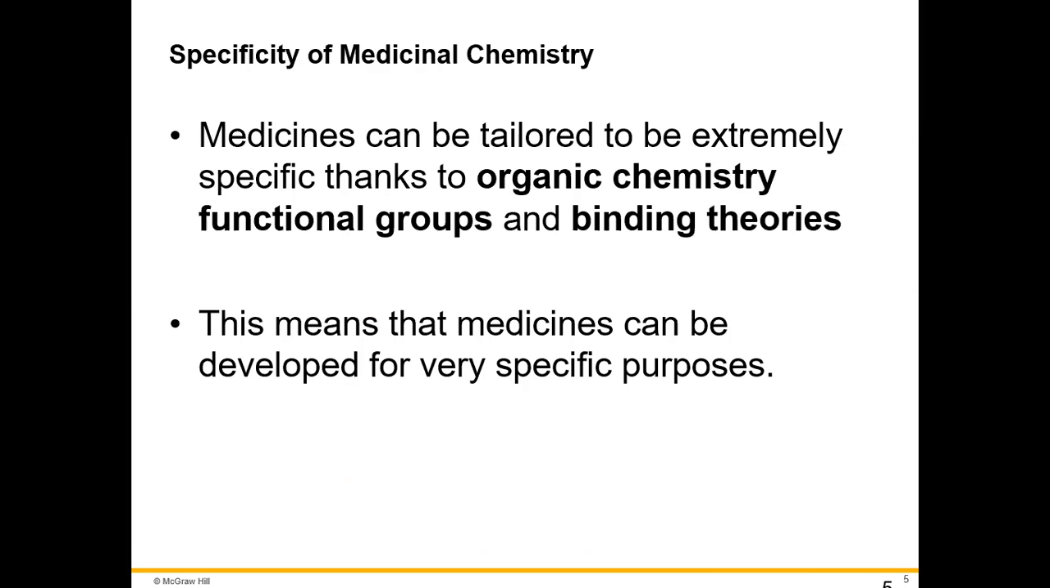One of the things that I really want you to understand is that if you just grab random chemicals and ingest them, that probably would kill you, right? The good news is that medicines are tailored. That means that they are extremely specific and they only go to very specific destinations in the body. And that's really, really good because, again, you don't want something that affects every single cell in your body. That could be catastrophic in some areas. So we use organic chemistry and specifically the functional groups, and we use binding theories and a whole host of other applications to make medicines very specific.